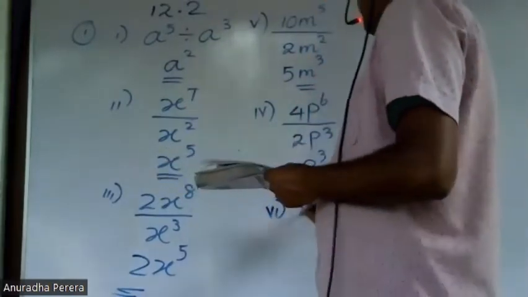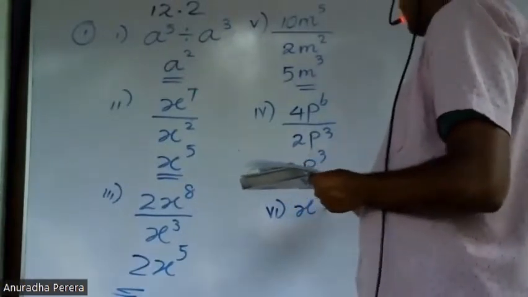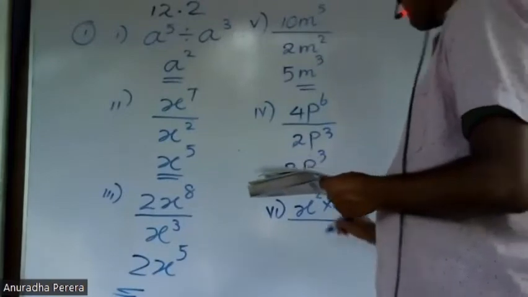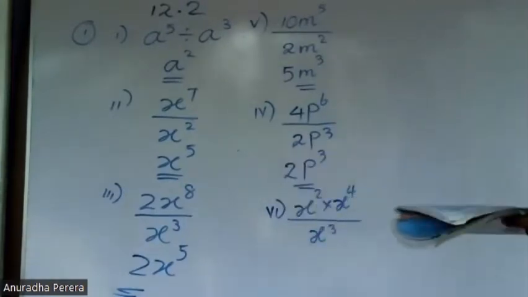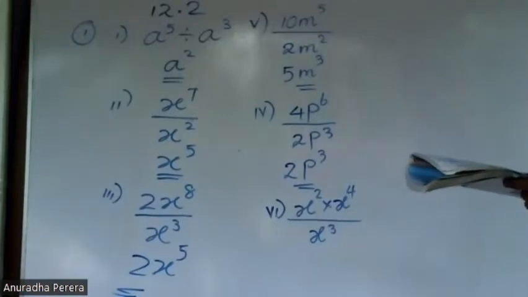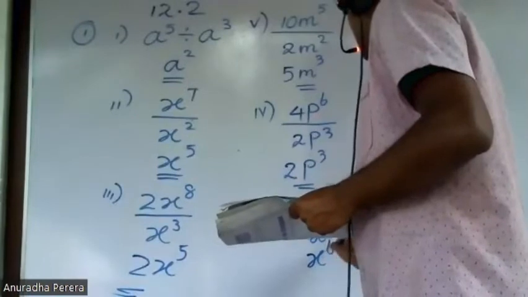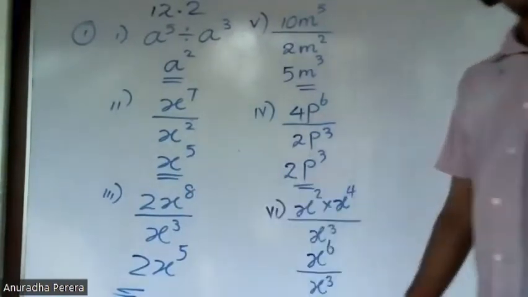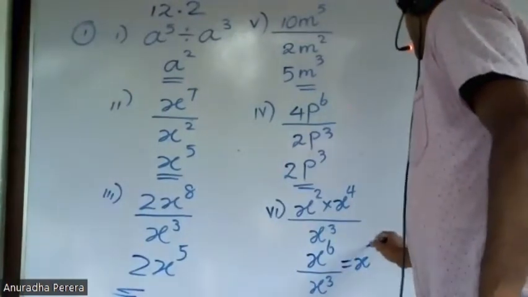Question 6. X to the power 2, X to the power 4, X to the power 3. Find the value of the numerator. The value of the numerator is x to the power 6. It has to be divided by x to the power 3. The final answer? X to the power 3. Yes, x to the power 3.